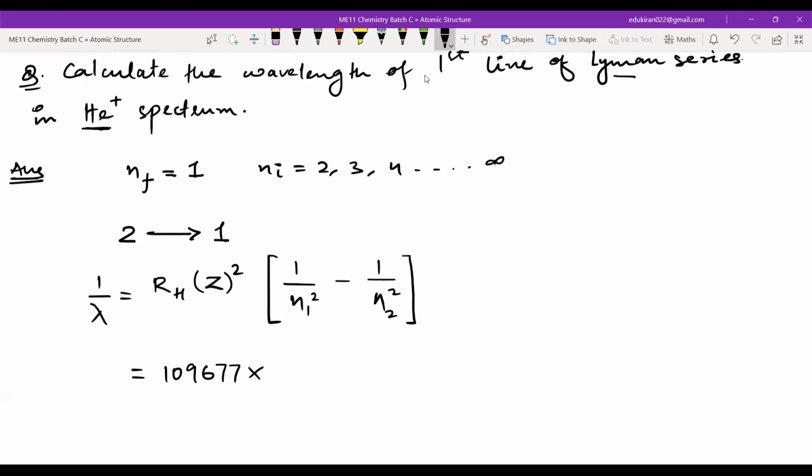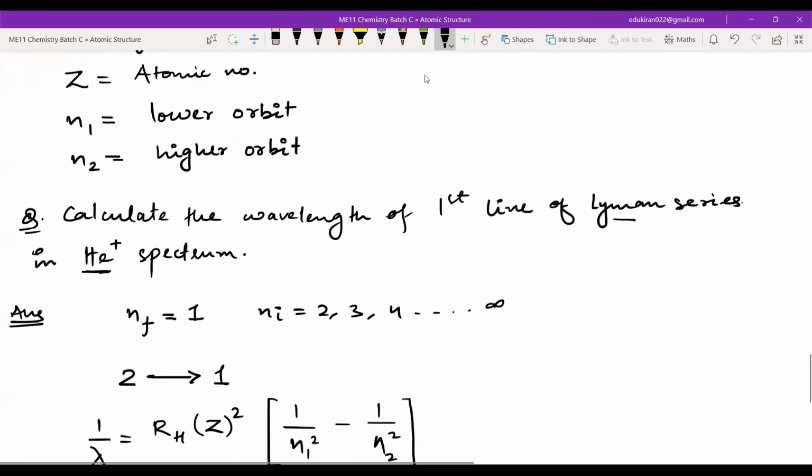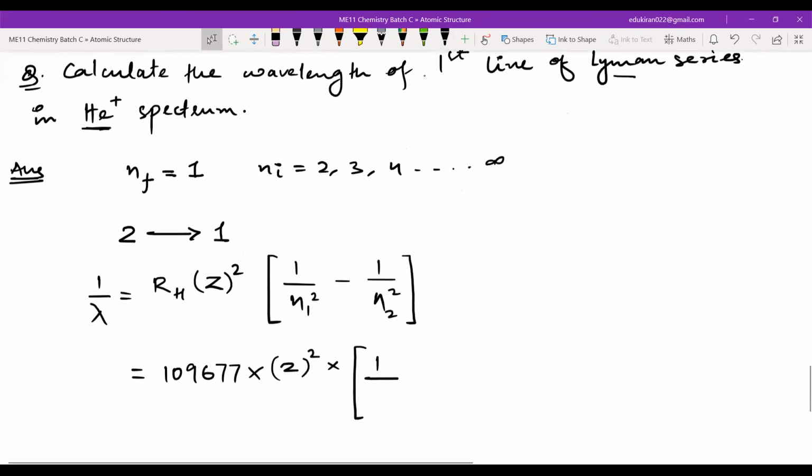Helium, see, helium spectrum. So from here you will get the Z. Now it will be 2. Very good. 2 square into 1 upon N1. N1 means lower, so N1 is always lower and N2 will be higher. N1 lower, N2 higher. What is the lower? 1 square minus 1 upon, what is the higher one? 2 square. Okay, so please solve this.